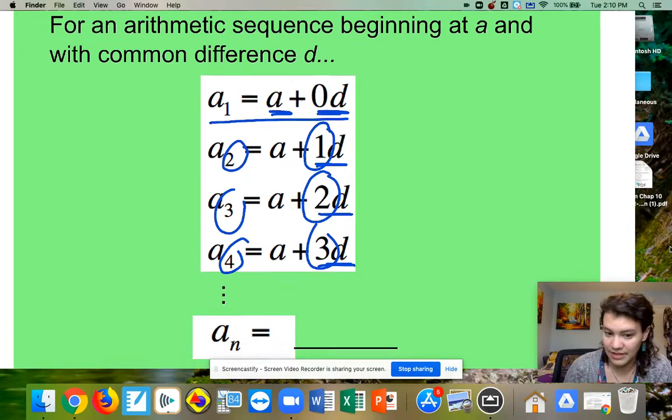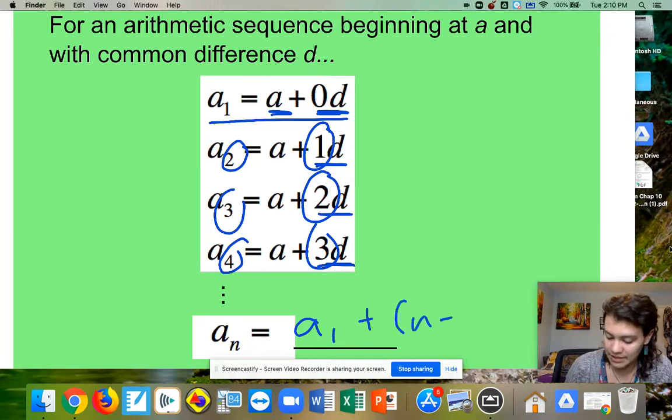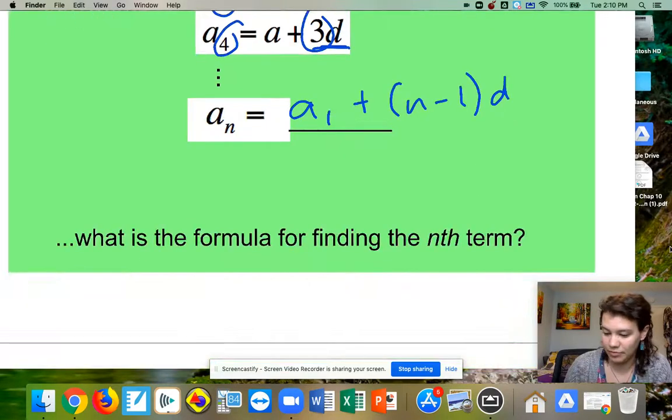So if we rewrite a general formula, you're going to have your first term, or your A, plus 1 less than the term you're at, times the common difference. And this is the formula you can use to write your explicit formulas.